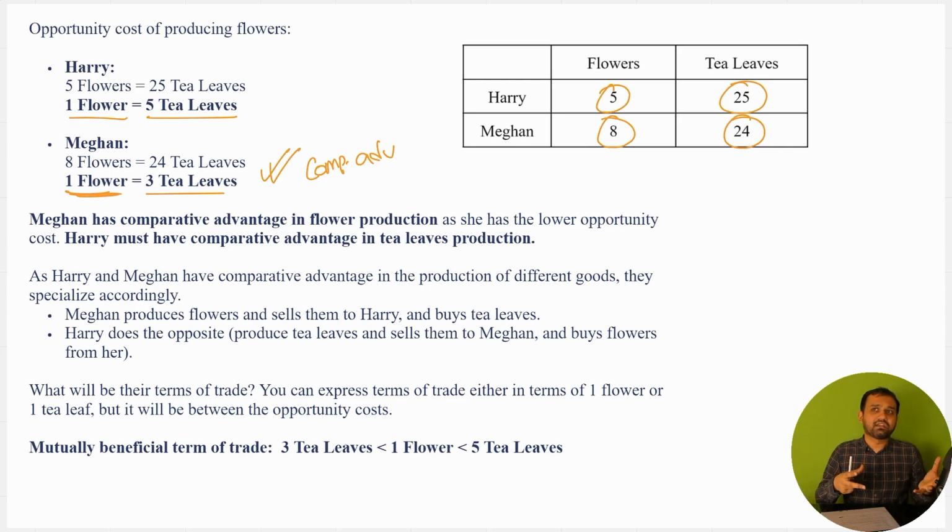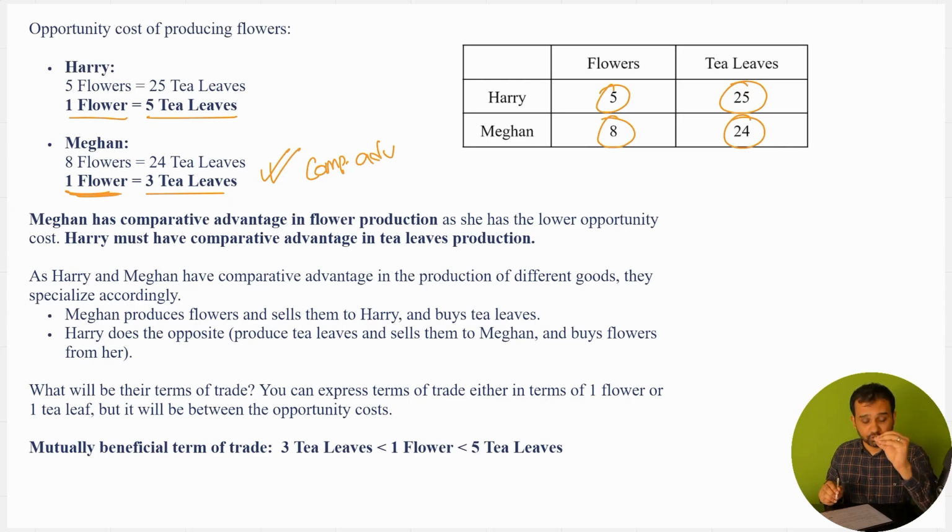For 1 flower, how much are they getting? Is it 5 tea leaves, 6 tea leaves, 10, or 2 tea leaves? So what is the rate that makes both of them happy? And remember, for trade to happen, both the buyer and seller have to be happy. Otherwise, the trade will not happen. The easy answer is to find a term of trade that is mutually beneficial to both.